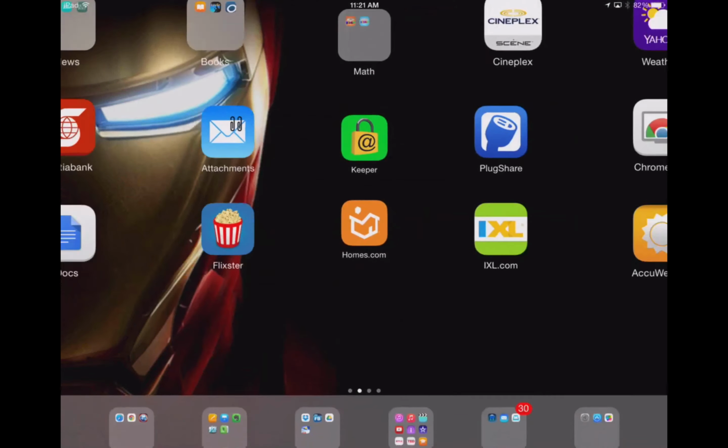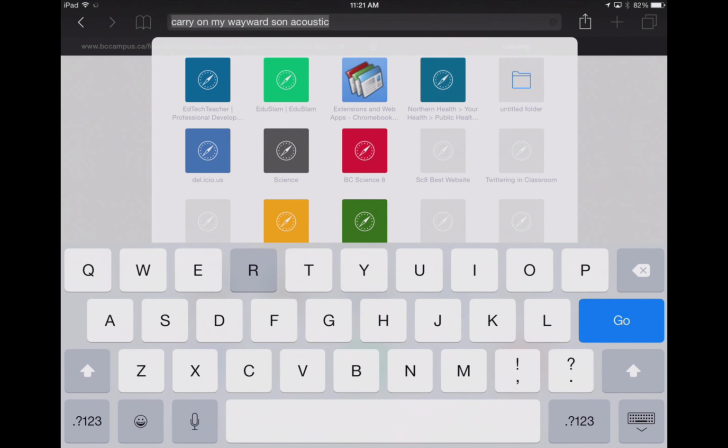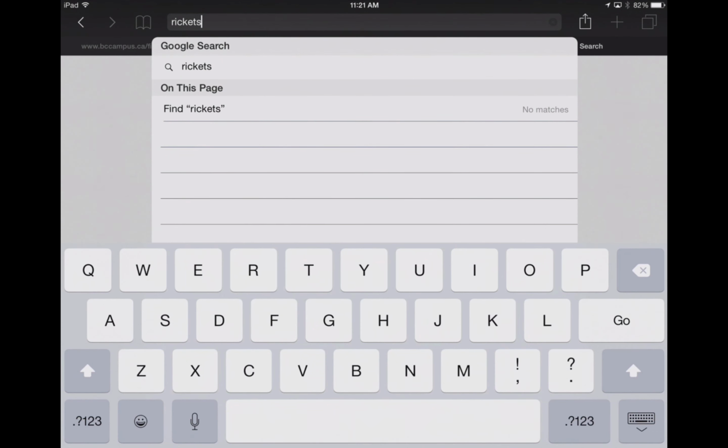Now, rickets, I wanted to show. There's not a picture there, so I wanted to demonstrate one. All right, let's give it a second.